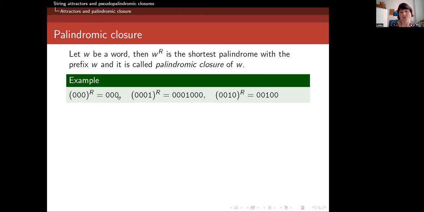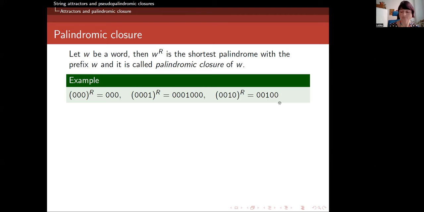The shortest palindrome containing 000 as prefix. Now, if you take 0001 and you make the palindromic closure, the shortest palindrome containing 0001 as prefix is this one. And if you take this word and make the palindromic closure, then in fact you can observe that 010 is already a palindrome, so it stays here and you just copy this zero to the end.